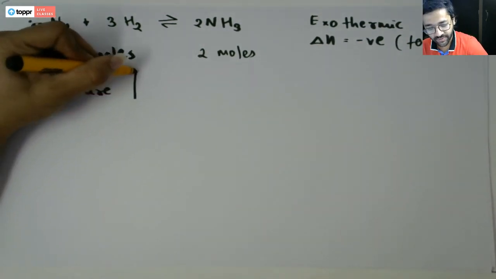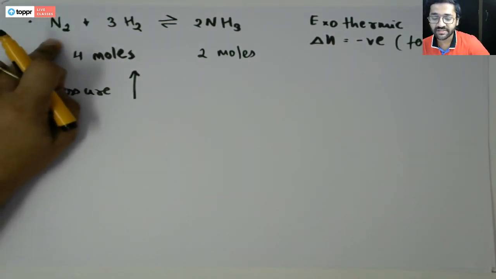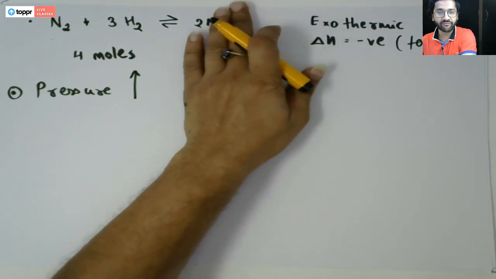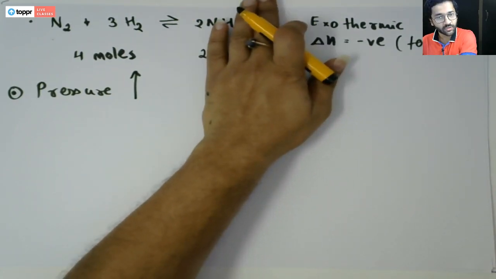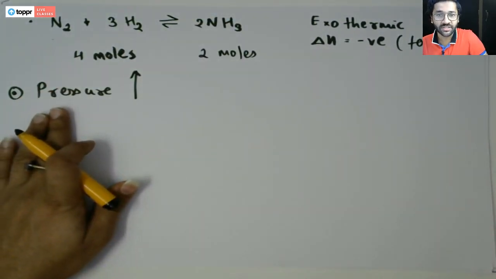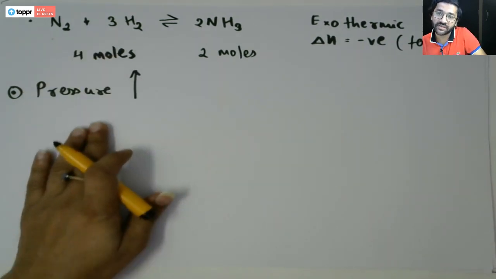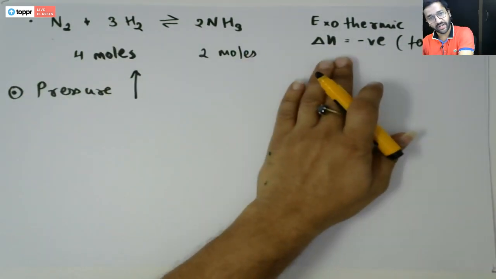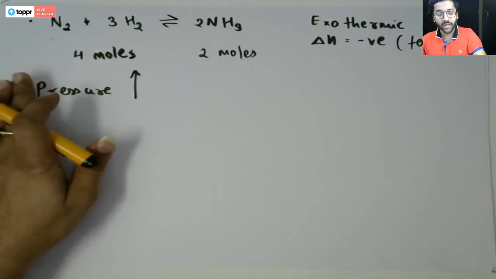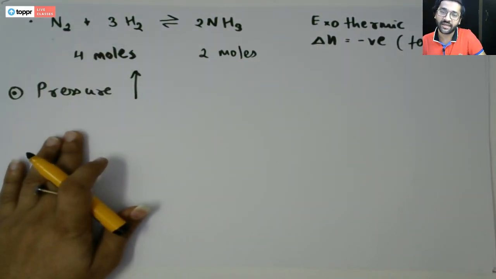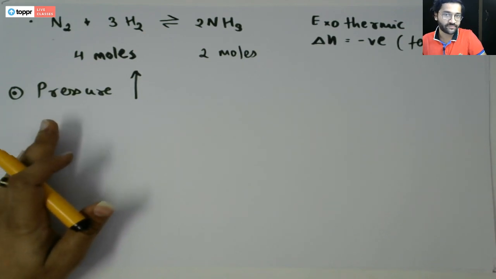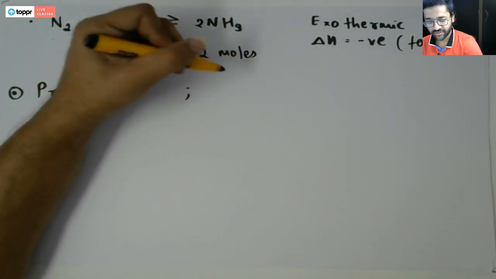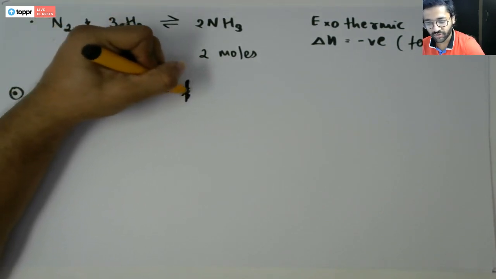So when I increase the pressure, here on the reactant side we have 4 moles, whereas on the product side we have 2 moles. So to resist the pressure increase, the equilibrium will try to shift towards the forward direction where it will be able to decrease this pressure, hence resist the change. Alright, so if I decrease the pressure, on the contrary, this will take it to the backward direction.